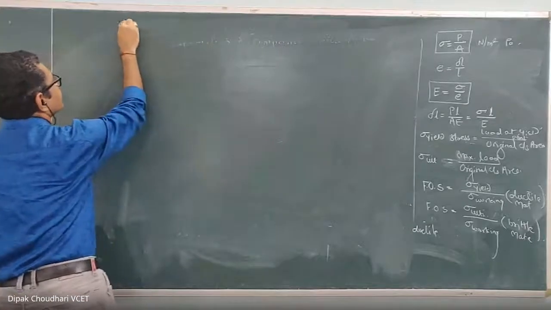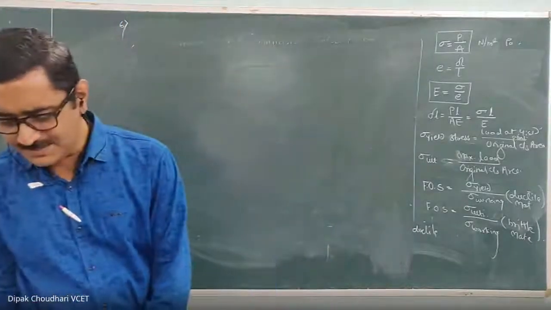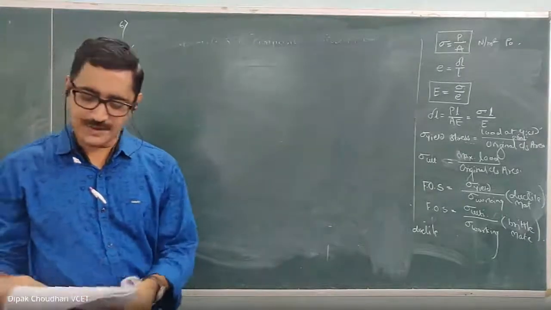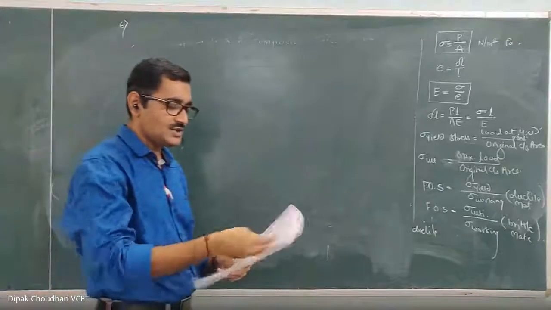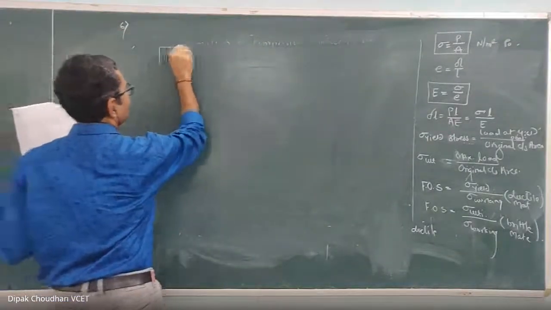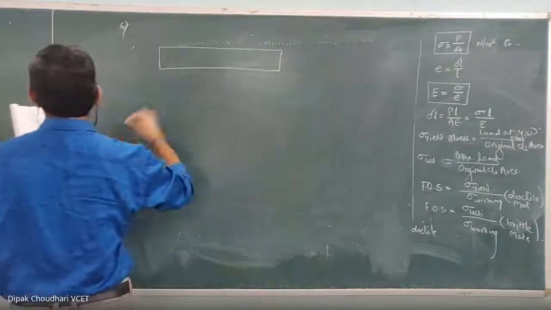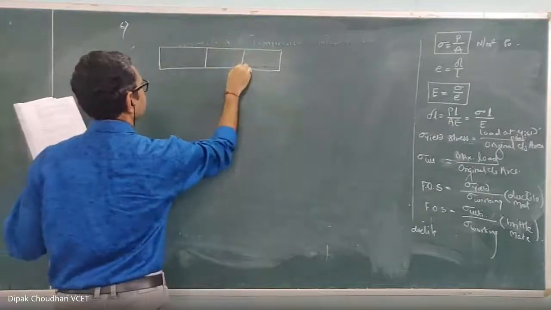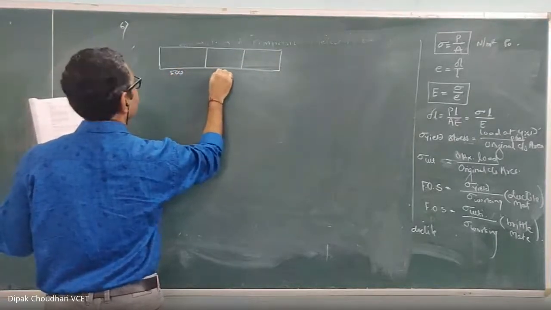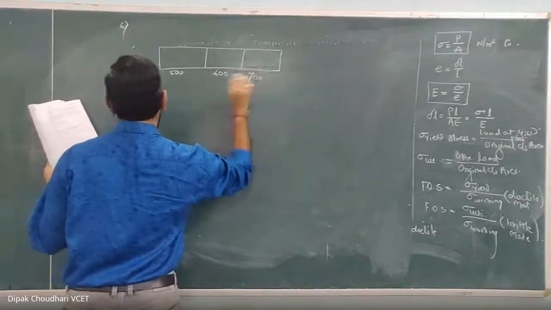Sum number 6. Listen, I will just explain you the concept. Calculation, if possible, will do. If not possible, you do the calculations yourself. Sum number 6, one rod is given, made of 3 different parts. The length of the first part is 500 millimeter. The length of second part is 600 millimeter. The length of the third part is 700 millimeter.